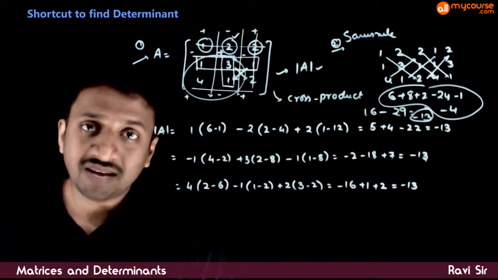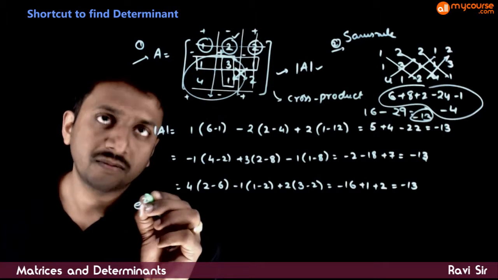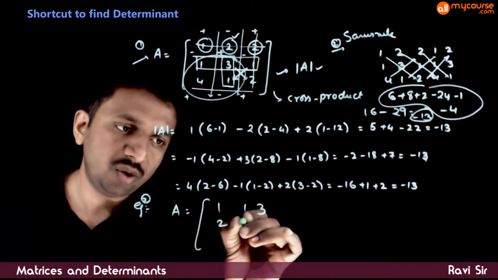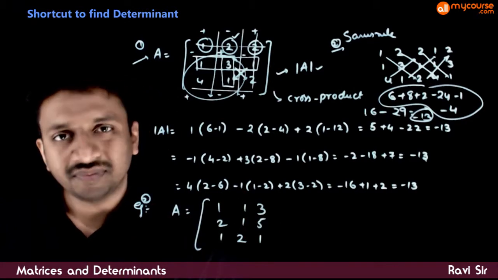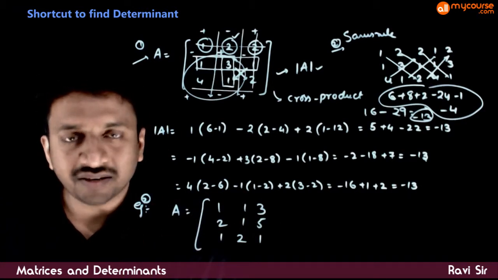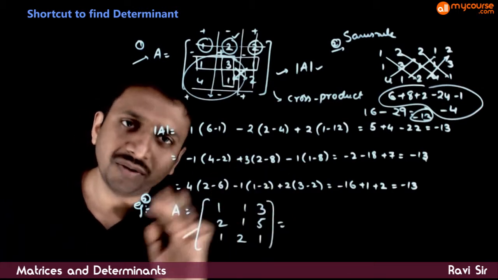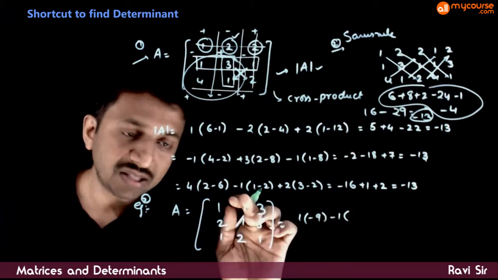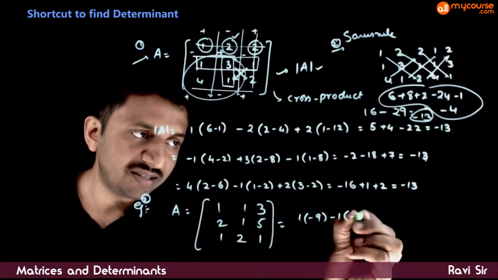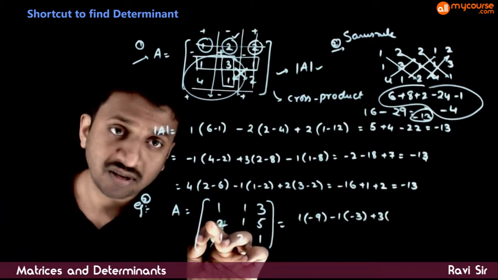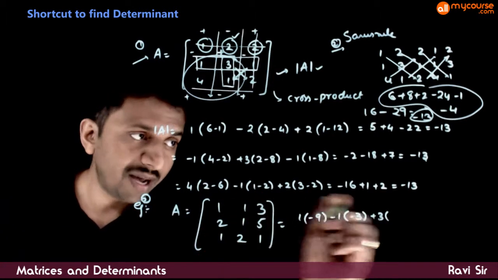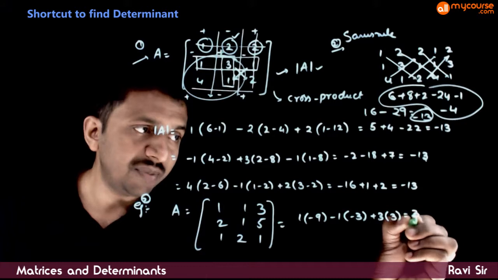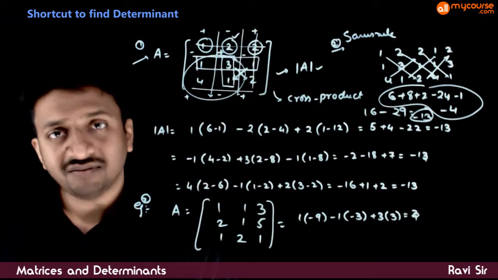So let us take another example. Let us take a matrix A as [1, 1, 3; 2, 1, 5; 1, 2, 1]. You're asked to find the determinant of this matrix. What I do is I usually use the first row. So 1 times 1 minus 10 is minus 9. Minus 1 times 2 minus 5 is minus 3. Plus 3 times 2 into 2, 4 minus 1, is plus 3. So minus 9 plus 9 gets cancelled. So the determinant is 3 using the first method.